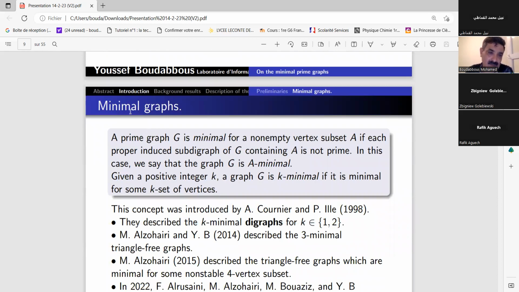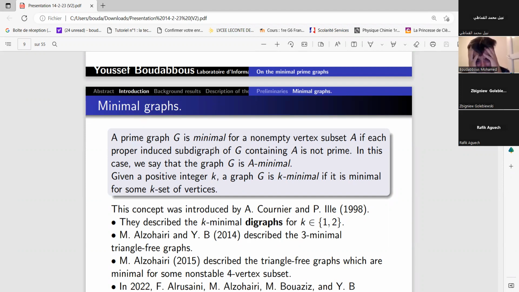Here we give the definition of minimal graph. A prime graph G is minimal for a non-empty vertex subset A if there is no prime proper induced subgraph containing A. In this case, we say that G is A-minimal. Given a positive integer K, a graph G is K-minimal if it is minimal for some set of K vertices.